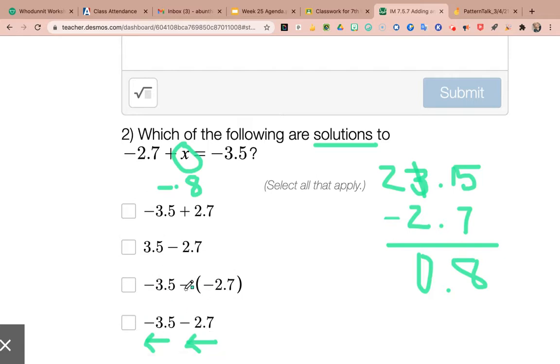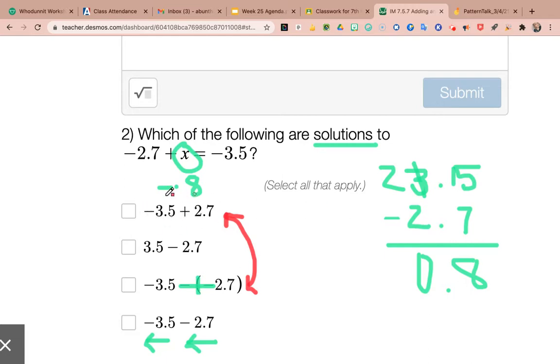The next one, we know that we can use keep, change when I see subtraction. Or another shortcut is you notice that there's a subtracting a negative. Those cancel out. And so I really have negative 3.5 plus 2.7. Well, it's interesting to notice that these two are now the same problem. So if one of them is correct, the other has to be the same. It doesn't make sense to pick one without the other because they give you the same answer.